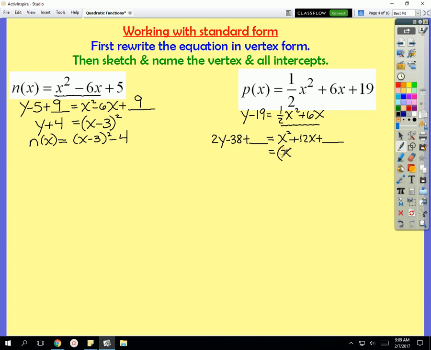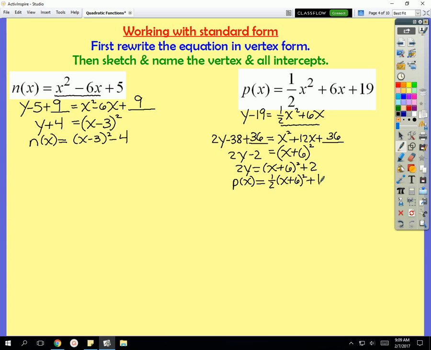And you will have x plus half of 12 is 6. 6 squared is 36. But that gives you 2y minus 2 equals x plus 6 squared. 2y equals x plus 6 squared plus 2. Well, now it's time to isolate y. So 1y, which is the same as p of x, is equal to x plus 6 squared divided by 2, written more correctly as 1 half x plus 6 squared, and then 2 divided by 2.